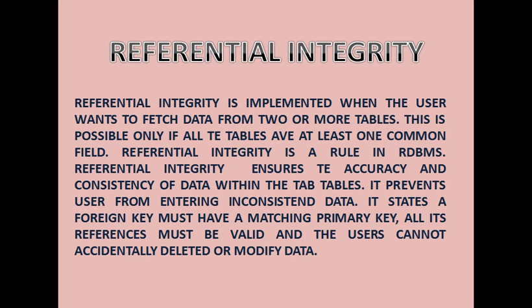So all the tables must have at least one common field, and referential integrity is a rule in RDBMS. Referential integrity ensures the accuracy and consistency of data within the tables. It prevents the user from entering inconsistent data. It states that a foreign key must have a matching primary key, and all its references must be valid, and the users cannot accidentally delete or modify data. That is the thing.